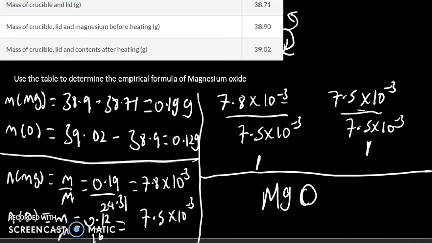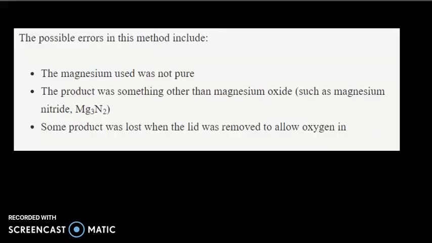So we have found our empirical formula, and also there are errors when conducting this experiment. Some of them are the magnesium used was not pure, and the product was something other than magnesium oxide, such as magnesium nitride, and some product was lost when the lid was removed to allow oxygen in. They ask you this type of question normally at the end of a calculation, and it goes for 1 mark, so make sure you take note of this.